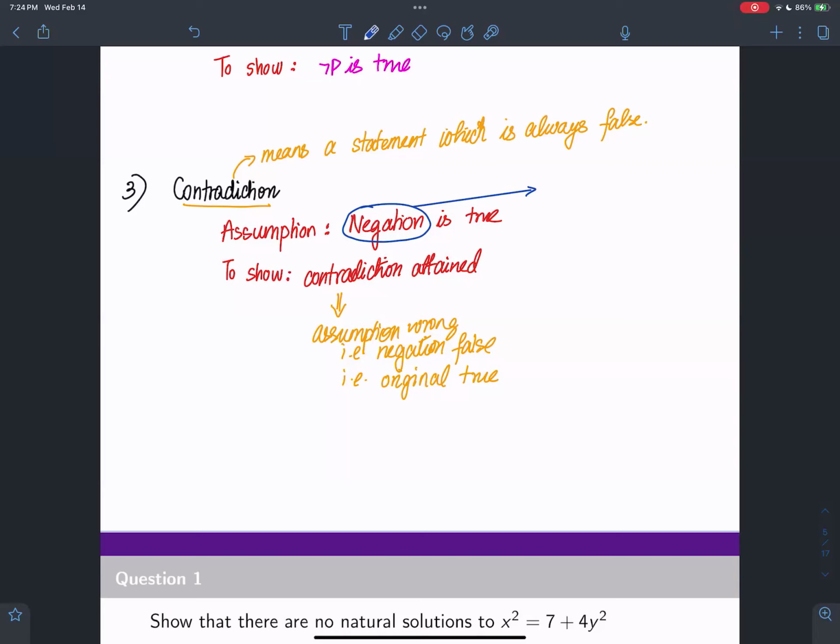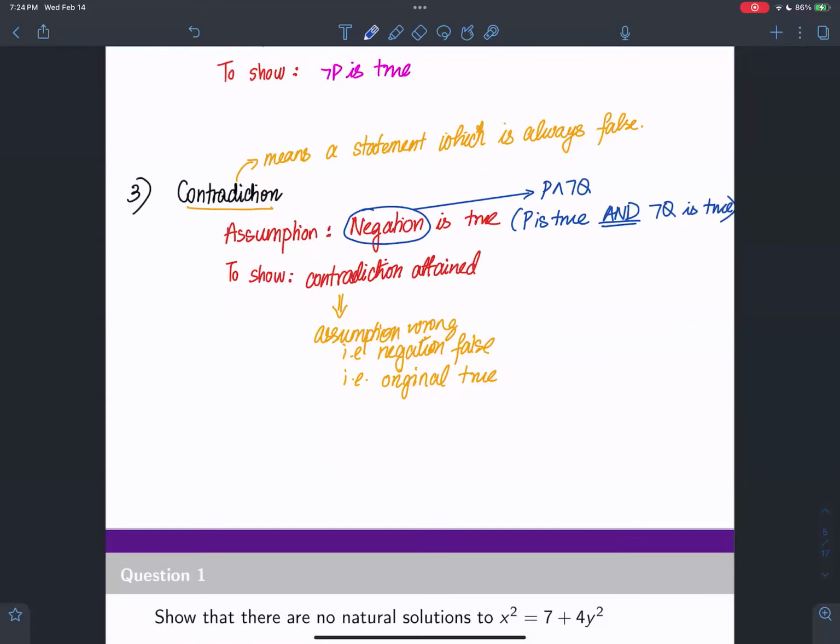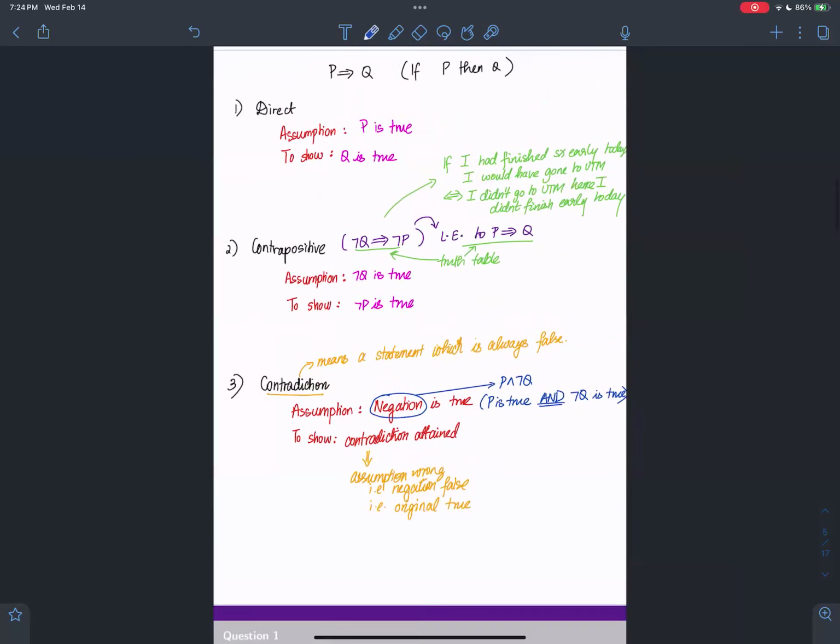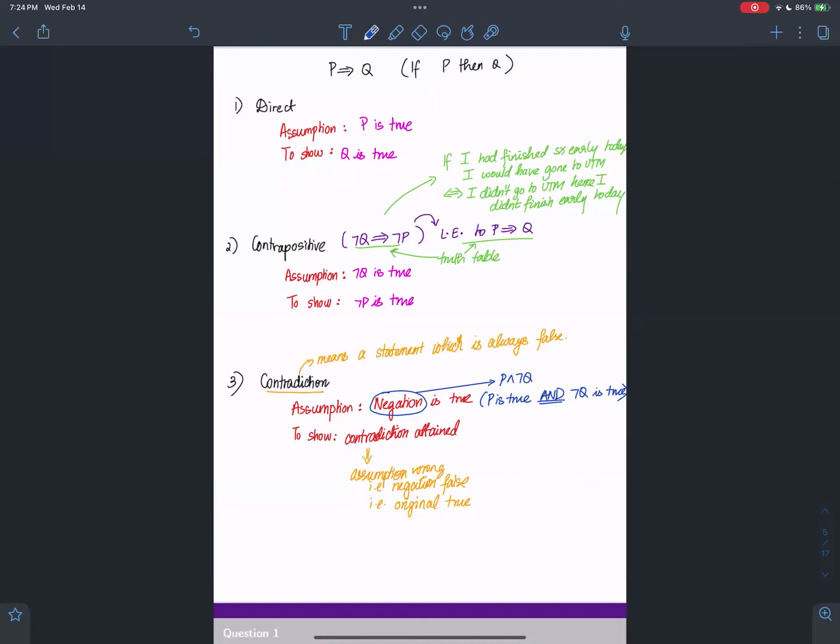Okay. So in general, for P implies Q, what is the negation of P implies Q? We talked about it last week. This is for everyone to answer. What's the negation of P implies Q? P and not Q. So my assumption is P is true and not Q is true. Okay, so this is a general structure for proofs. Not structure, the concept, and the structure technically. So this is the structure: the assumption, and what to show.